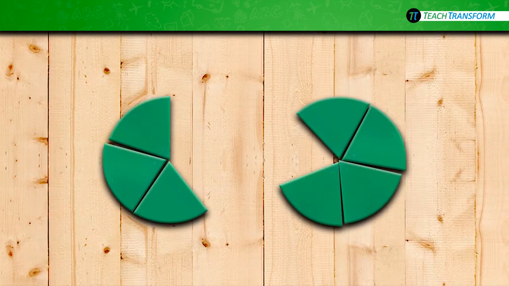Your manipulatives should look something like this. You know what the whole is, and you could have made the whole with all the same size pieces, and your whole is divided into 5 equal size pieces.